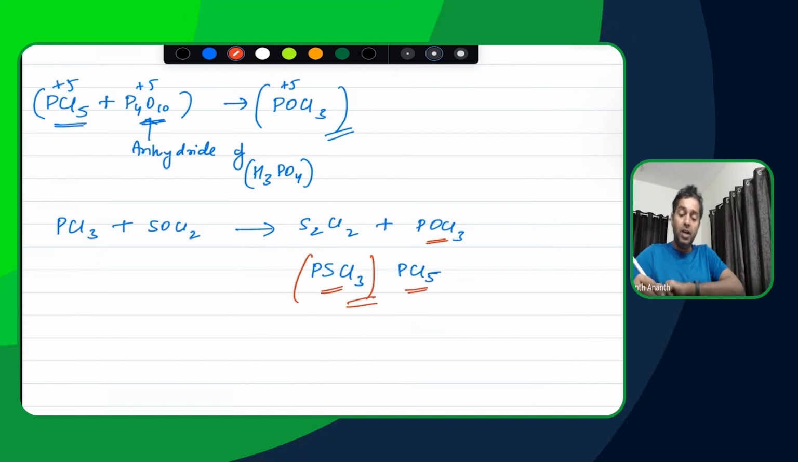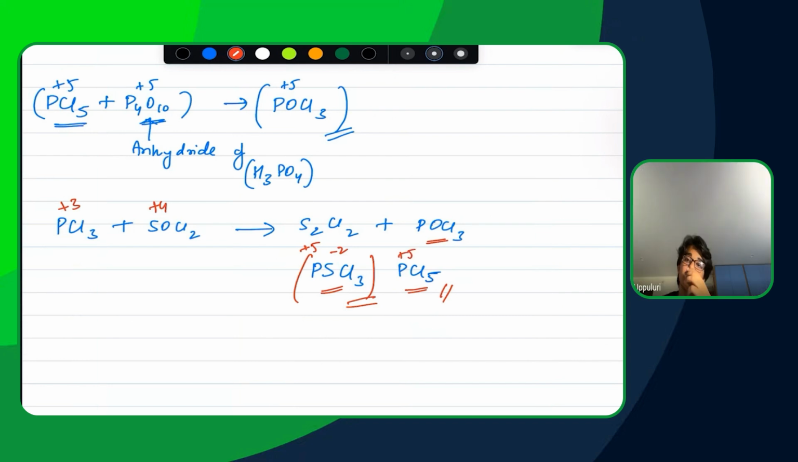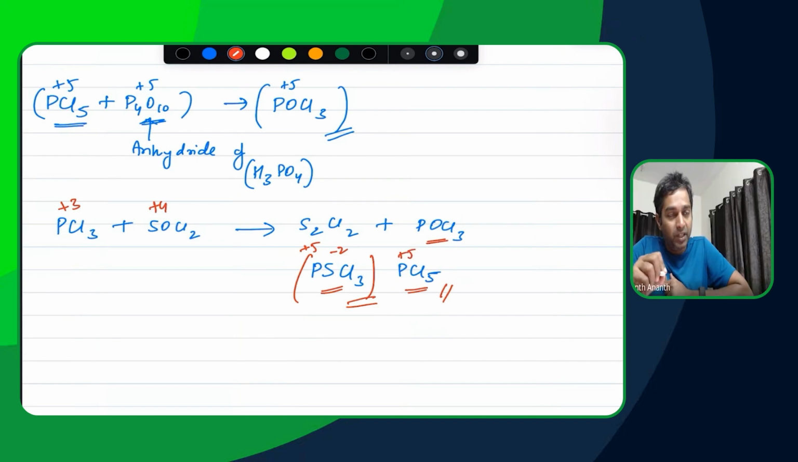I'm still not convinced that we can get PSCl3 and PCl₅. Still not fully convinced, because here sulfur is going from +4 to -2, and phosphorus you are saying is going from +3 to +5. Exactly. I don't think this will happen. I don't think this reaction is correct. My gut feeling tells me this reaction is not correct.